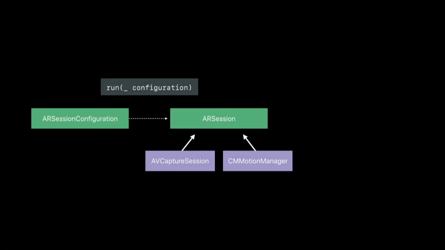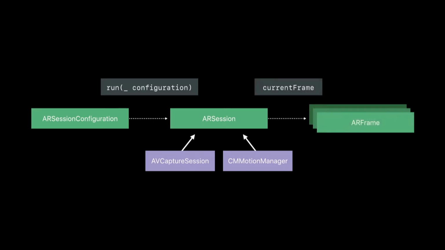Once processing is done, AR session will output AR frames. So an AR frame is a snapshot in time, including all of the state of your session, everything needed to render your augmented reality scene. In order to access AR frame, you can simply call or pull the current frame property from your AR session. Or you can set yourself as the delegate to receive updates when new AR frames are available.